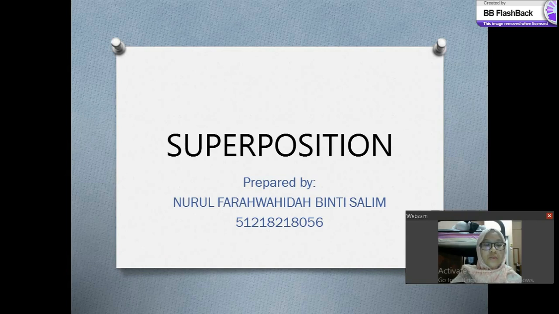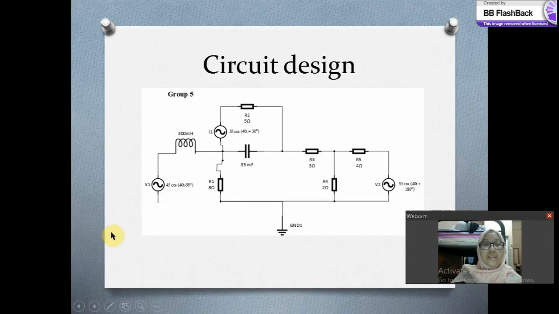Assalamualaikum. So today I would like to show how to find the voltage drop and current across a resistor by using one of the AC circuit theorem methods, which is superposition. So basically, this is the original circuit that has been constructed. There are two voltage sources, one current source, one inductor, one capacitor, and 5 resistors. So we are going to find the voltage drop and current across resistor number 4.